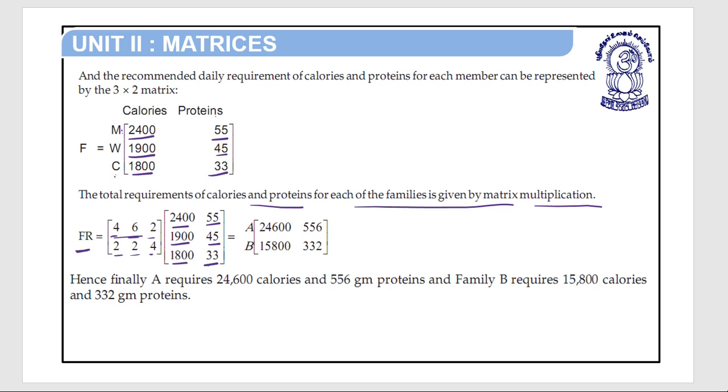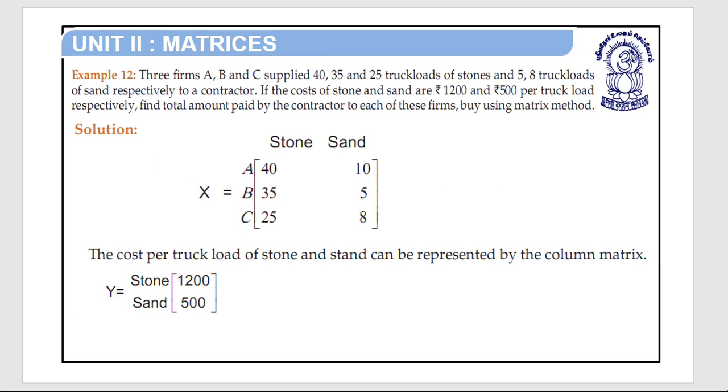First row multiplied with first column gives 24,600. First row with second column gives 556. Second row with first column gives 15,800. Second row with second column gives 332. Hence family A requires 24,600 calories and 556 gram proteins, and family B requires 15,800 calories and 332 gram proteins.